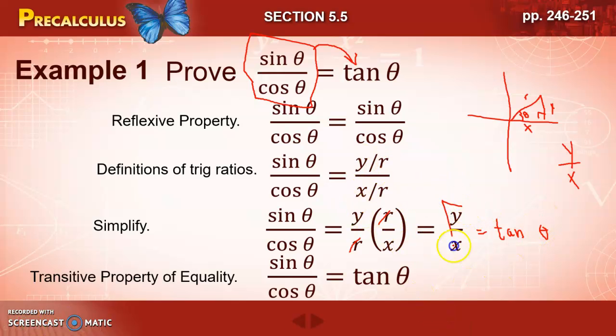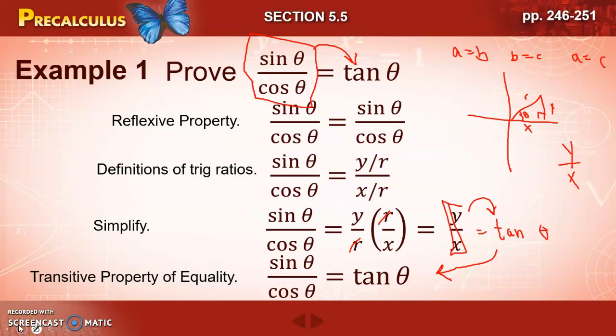If sine theta over cosine theta is equal to y over x, and y over x is equal to tangent theta, then sine theta over cosine theta equals tangent theta. Remember, that's if A equals B and B equals C, then A is also equal to C. That's that transitive property of equality that we applied there.